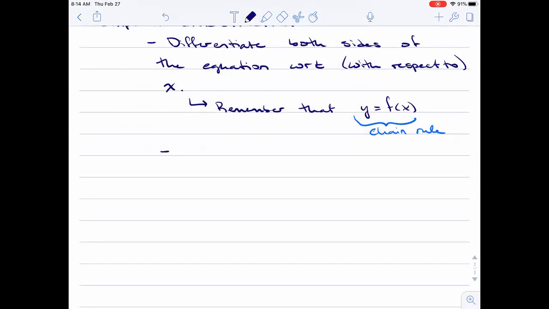And then solve for dy dx, right? Or simply y prime, depending on which notation we're using or that you prefer to use.